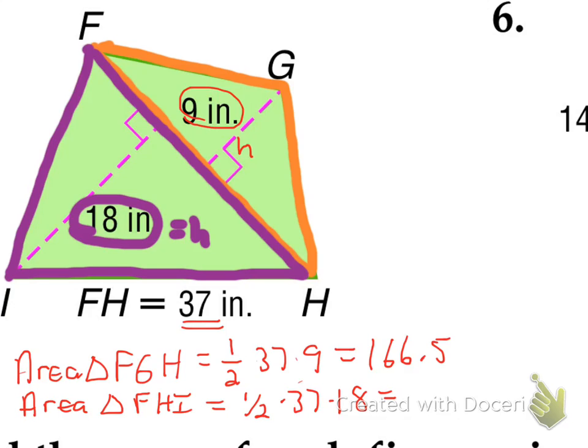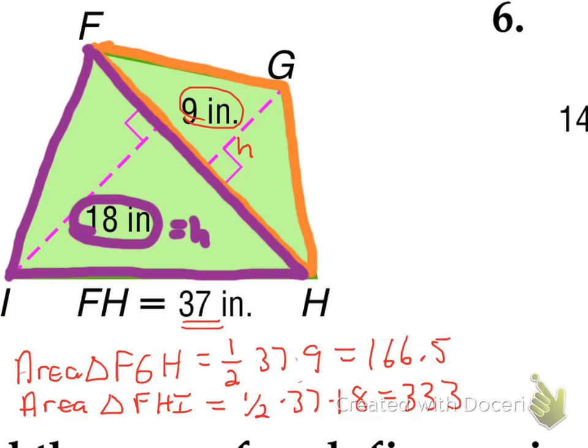Well, we'll go to the calculator, although I can see that's going to be twice as big as the other guy because it has twice the height. But we'll go ahead and calculate that. 1/2 of 37 times 18 is 333.